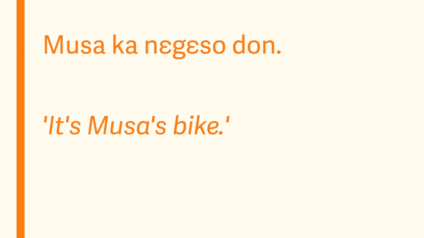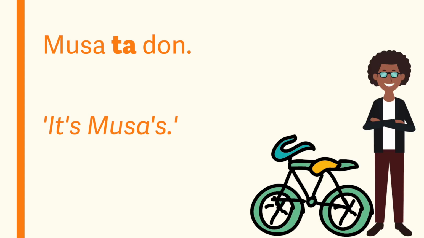In the case of alienable constructions, we might have something like musaka negesodo, meaning it's Musa's bike. And if we wanted to change it to it's Musa's, we would say musatado, meaning it's Musa's.